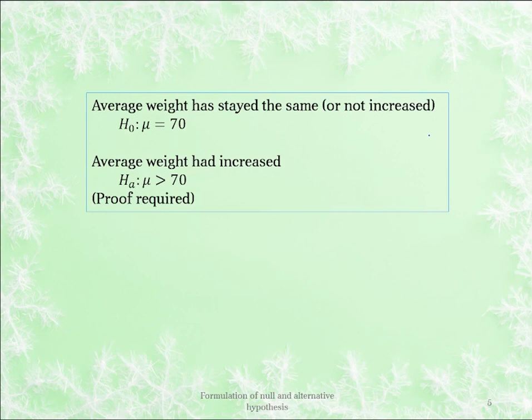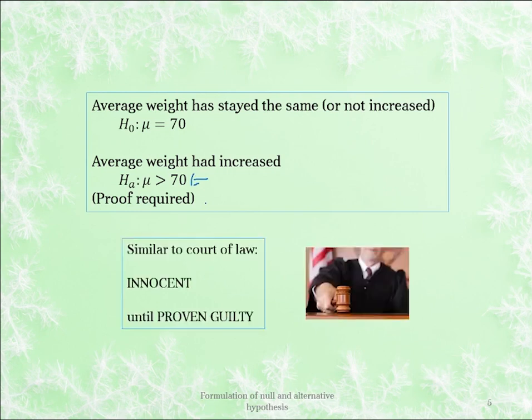So we said the average weight has stayed the same or not increased. That is what our null is. So we are always going to write our null hypothesis with an equal sign. When we do this test, we're actually testing the alternative, which means we are just testing to see if it's more than 70. It might actually be that the mean has decreased, but we're not testing for that. We're only testing for this thing that we have in the alternative. That's the proof we're looking for.